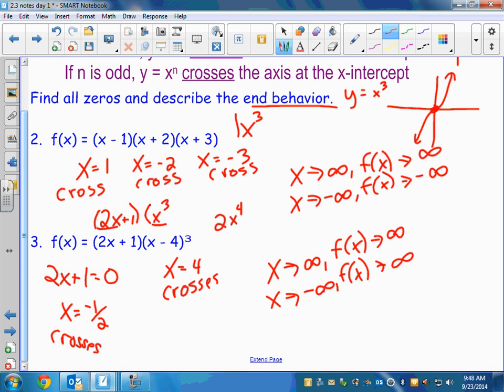Questions? So you just multiply the biggest number, the biggest x. Does that make sense? Could you explain where you got the 2x?